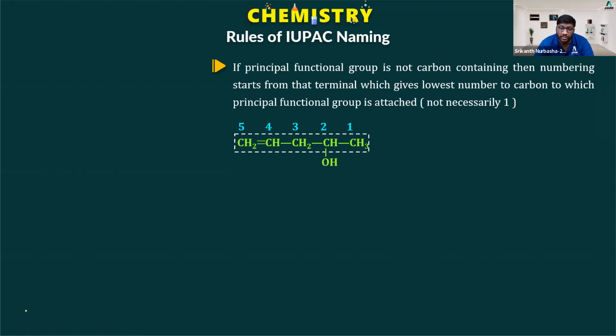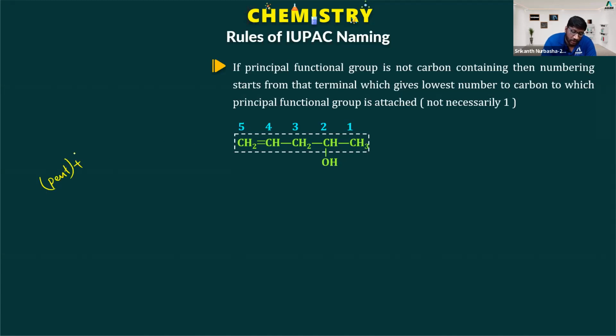And what will be the name of this particular compound? On the second position you have OH, but it is not a substituent, it is a principal functional group. Is there any substituent in this compound? No substituent. Is there any primary prefix? No cyclic compound, no substituent. So directly we have the root word: 1, 2, 3, 4, 5, pent.